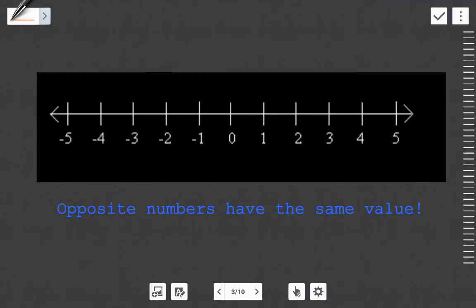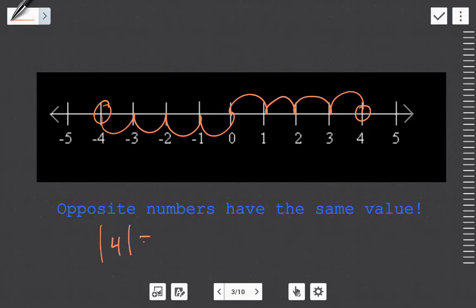Keep in mind also that opposite numbers have the same absolute value. So like we stated earlier, positive 4 is 1, 2, 3, 4 units from 0, but its opposite, negative 4, is also 1, 2, 3, 4 units from 0 as well. So we can say that the absolute value of positive 4 is 4, but we can also say that the absolute value of negative 4 is also 4.